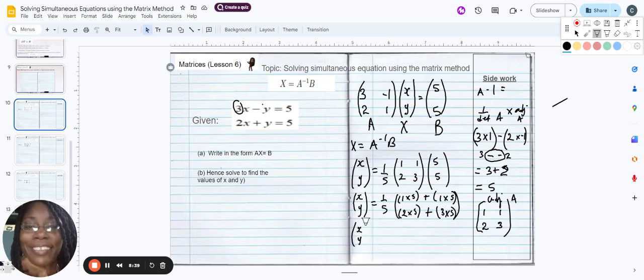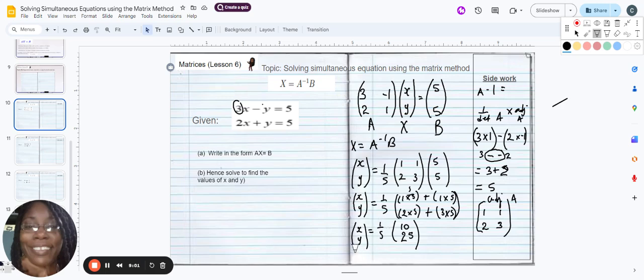Alright, so next step now is to simplify that. So this will give us 5 plus 5, which is equal to 10. This will be 2 times 5 is 10, plus 15 is going to give us 25. All right?